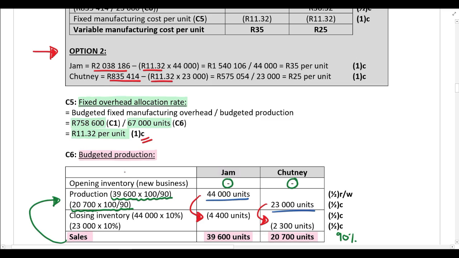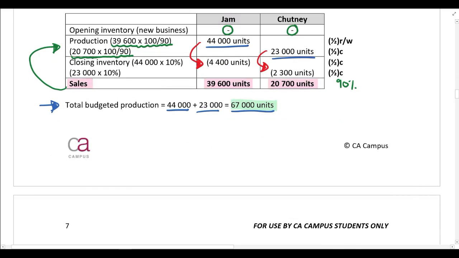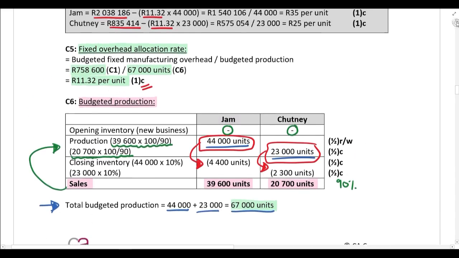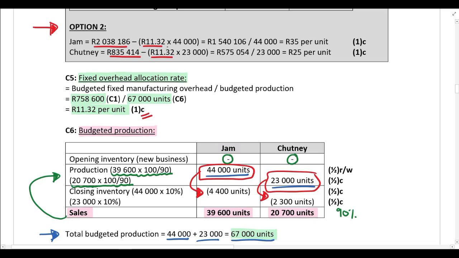If we want the fixed cost in total for each of the products, we obviously just need to multiply by budgeted production. Once again, we have already performed this calculation. Budgeted production for jam is 44,000 units, and for chutney, it's 23,000 units. So take the fixed overhead per unit, multiply by the number of units. You're taking the total cost, subtracting the fixed portion, and you are then left with the variable portion.